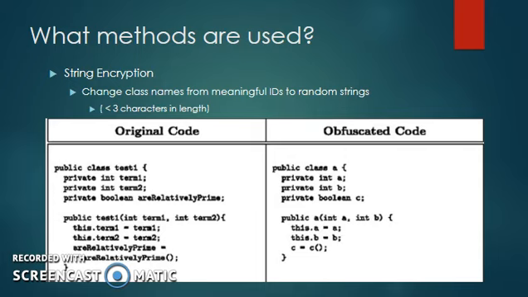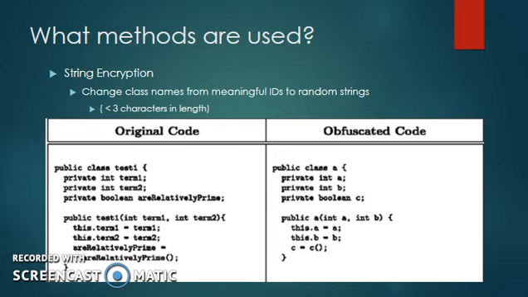Obfuscation is done using a number of methods and techniques, but most commonly it's done by changing the meaningful identifiers that programmers have chosen to help them understand and easily identify the various items within the program. The names are changed from those meaningful IDs to something less meaningful, like a random string, typically no more than 3 characters in length, and depending on the program, of course, those could be longer.